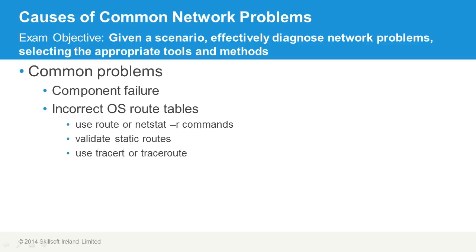Incorrect operating system route tables. All Windows systems maintain a default routing configuration so that they are aware of just the necessary systems that they need to be able to reach to be able to route commands correctly. So you can use the route command or netstat -r to validate the routing table. There may have been some static routes entered into your table, which simply inform the system, this is how you get to that destination. So if that is incorrect for any reason, or something has changed and the table has not been updated, then obviously it's out of date.